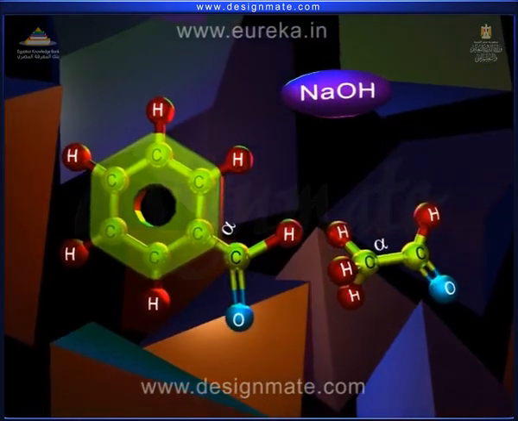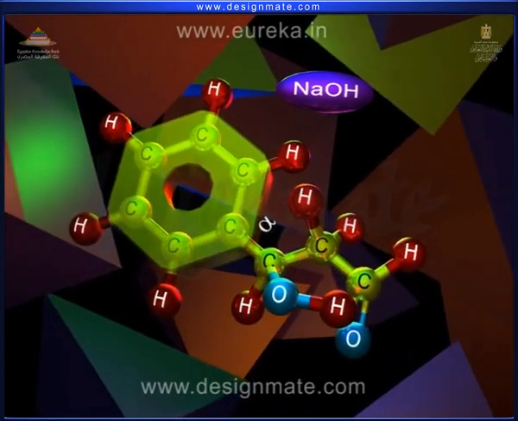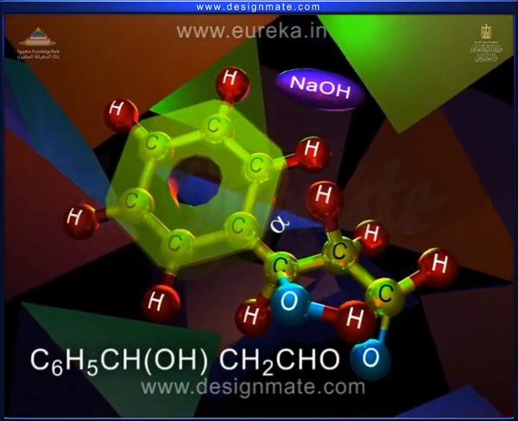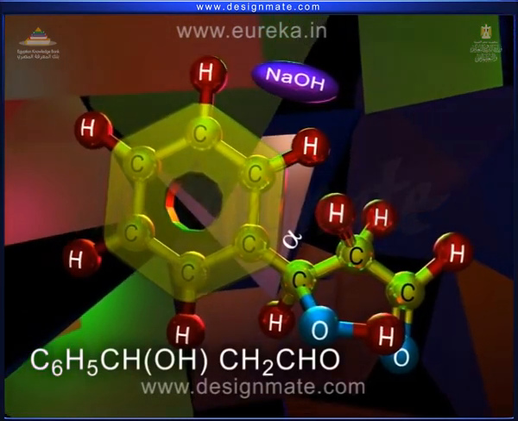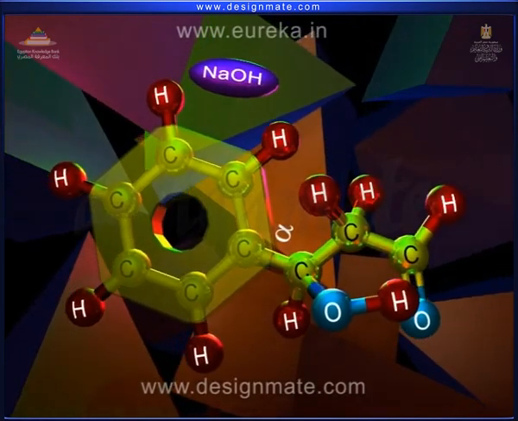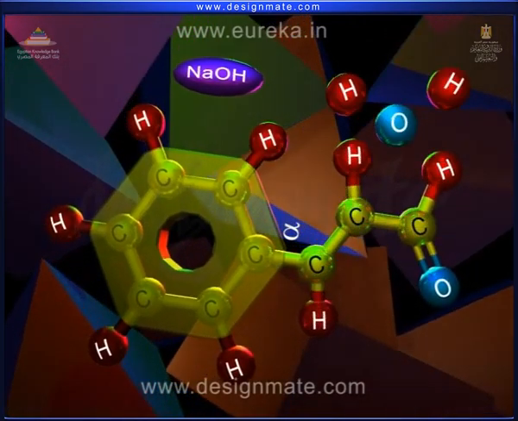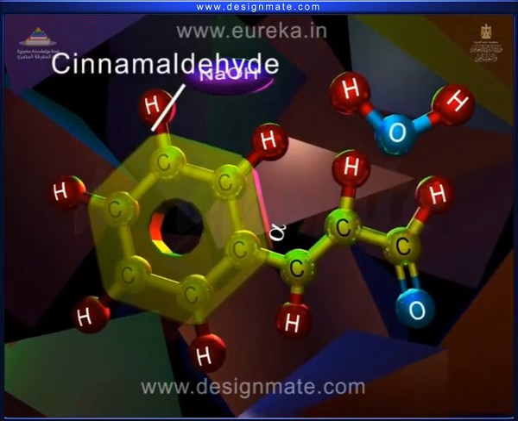in the presence of dilute NaOH, we get only one product, that is C6H5CHOHCH2CHO, from which a molecule of water is removed and cinnamaldehyde is obtained.